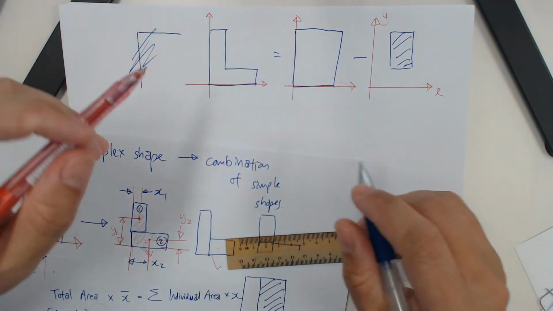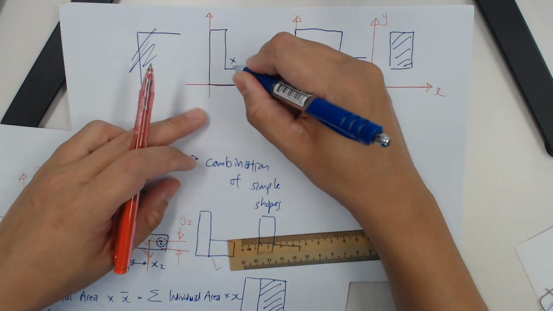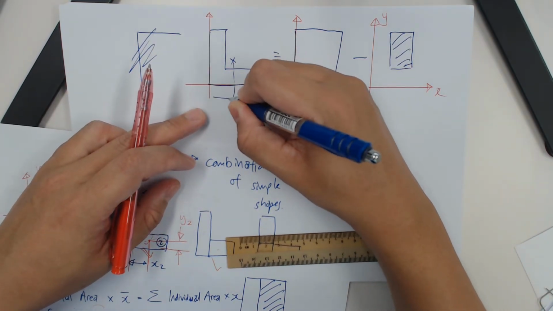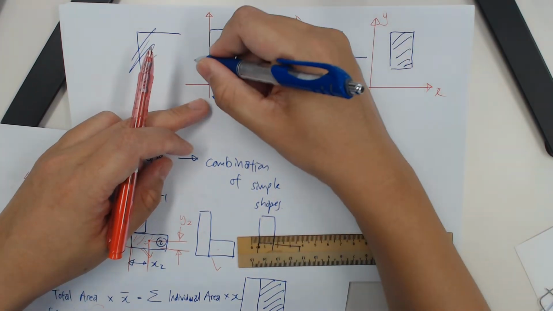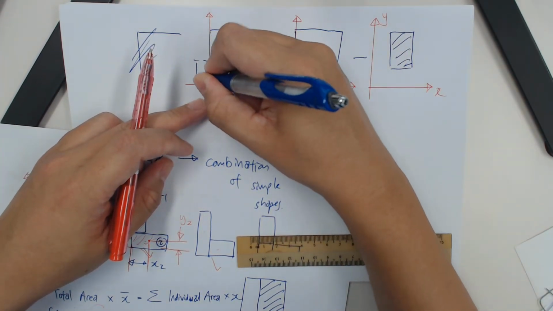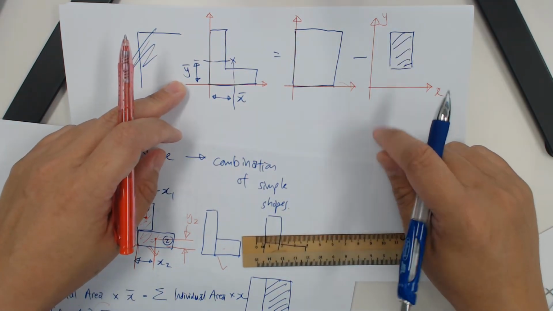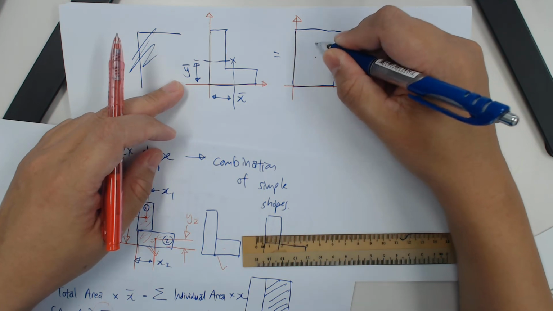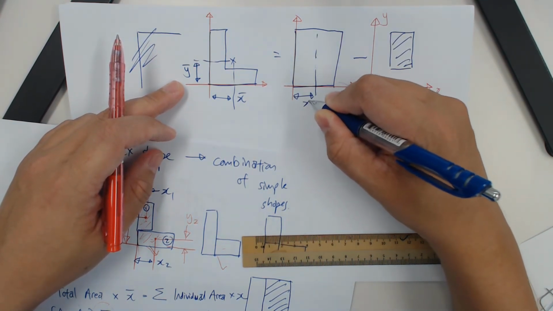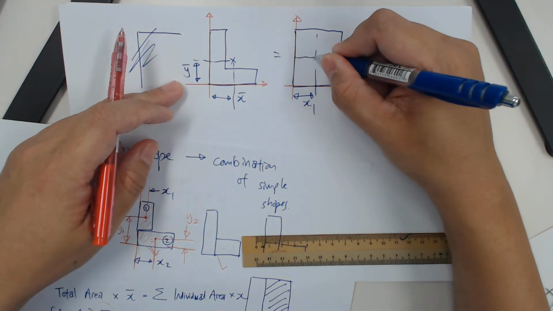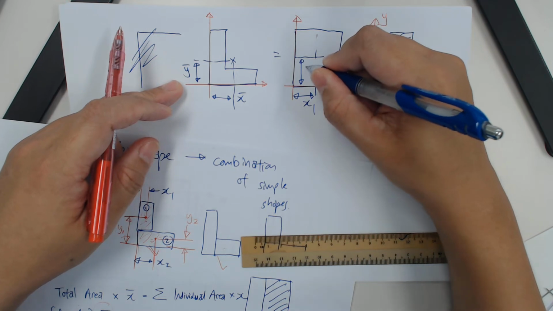So let's take a look at the centroid. Let's say the centroid of the whole shape is here. This is your x bar, and this is your y bar. For the big rectangle, of course, it's very straightforward: halfway across the length. This is your x1, and halfway across the height, so this is your y1.